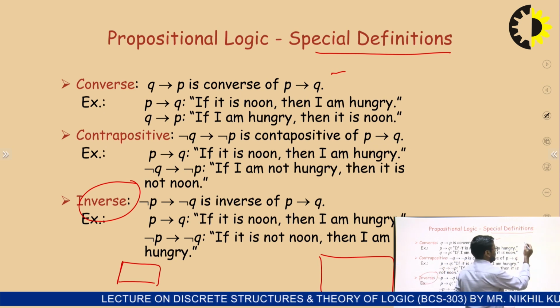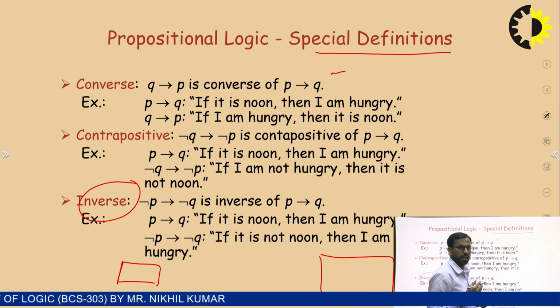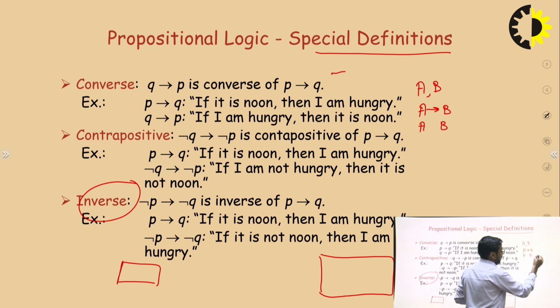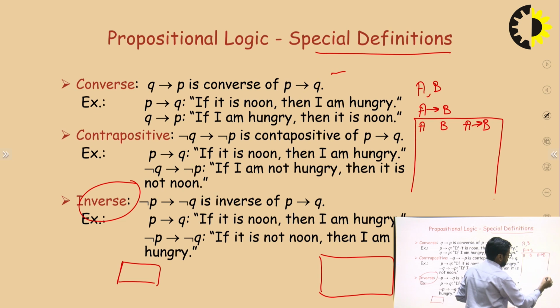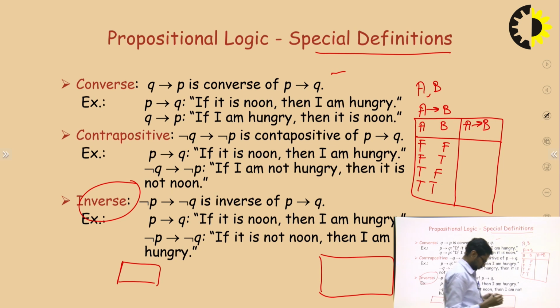Okay, if we generate a truth table, suppose there are only two variables, or two predicates, predicate A and predicate B, and there is the case A implies B. So the truth table for this is A, B, A implies B. The possible cases are: false false, false true, true false, and true true.